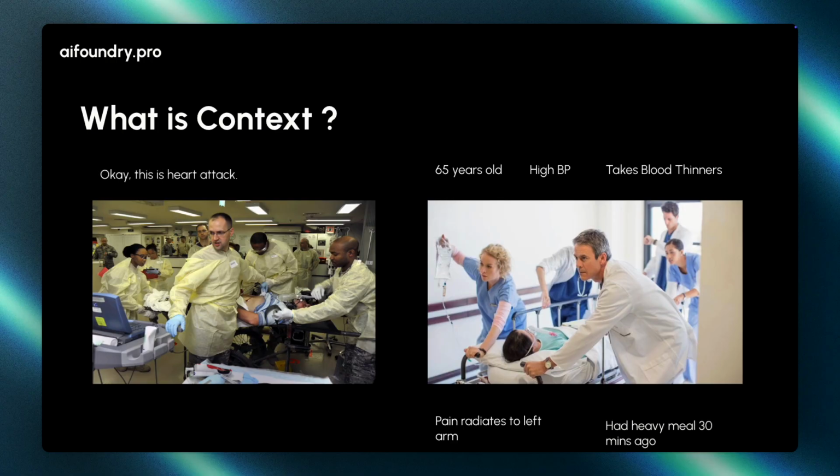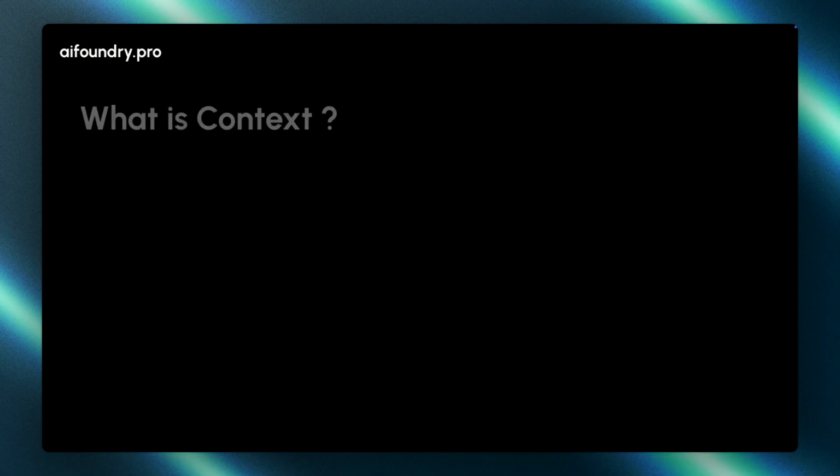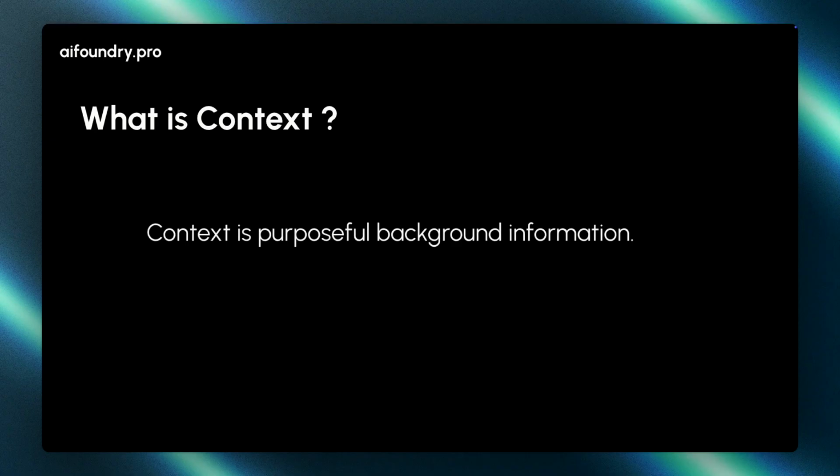That background information, the age, the history, the pattern, the timing. That's context. And it just saved a life. Context is what transforms raw information into meaning. It's what lets you make the right decision instead of just guessing in the dark.